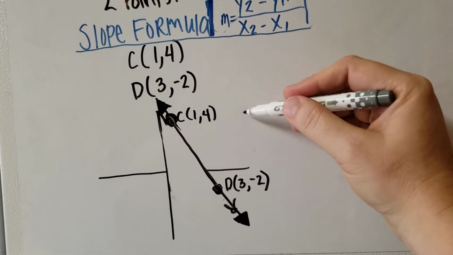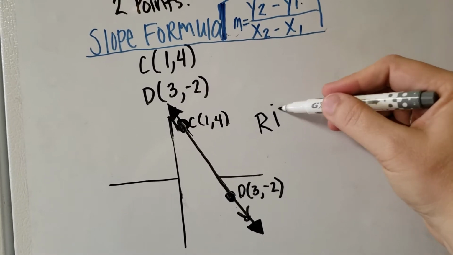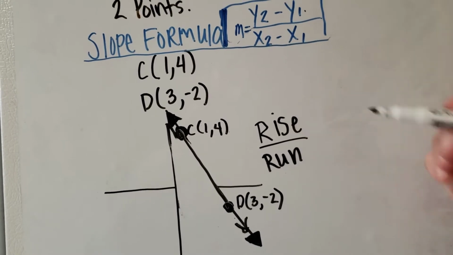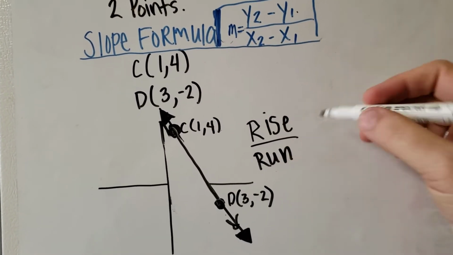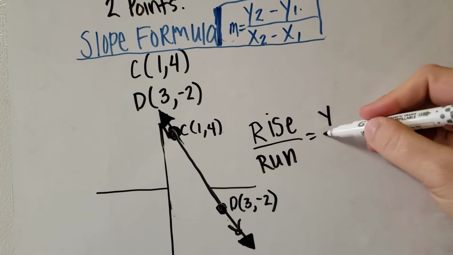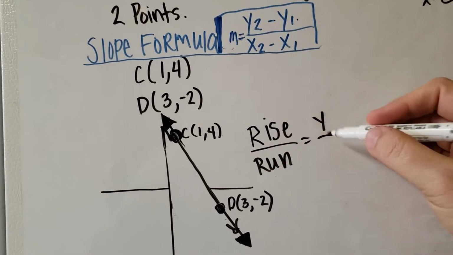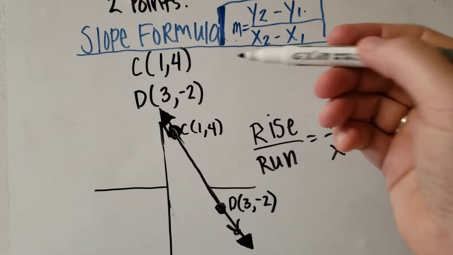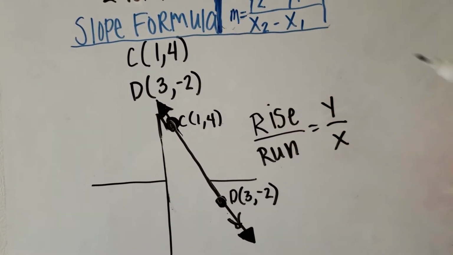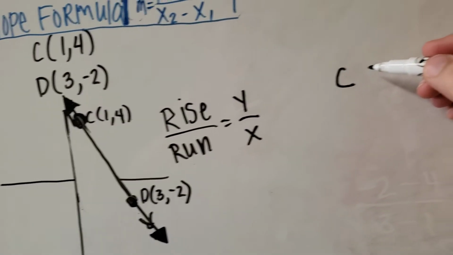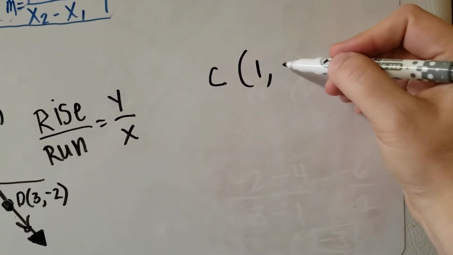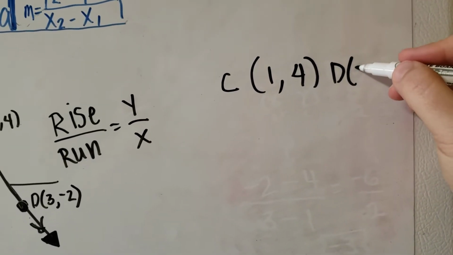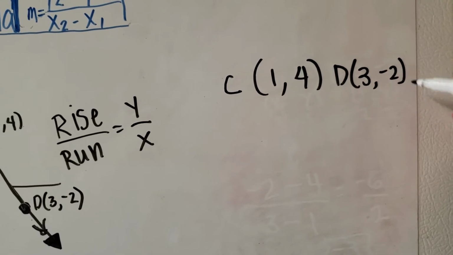I want to remind you, when we were talking about doing slope in school, we always refer to this little jewel right here, rise over run. Rise always refers to your y coordinates, and then the run always refers to your x coordinates. So let's look at these 2 points a little bit further. We have C, the point is 1, 4, and then D, the coordinate is 3, -2.